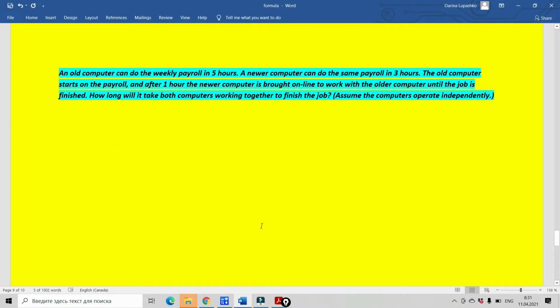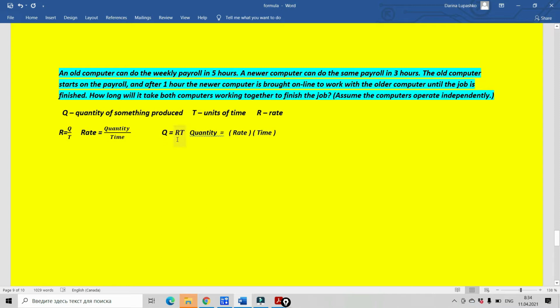Okay, this is a typical quantity rate time problem, and there are formulas we have to use. If Q is a quantity of something produced, in our case the weekly payroll, T is units of time, and R is rate, then R equals Q divided by T: rate equals quantity divided by time. Which is the same as Q equals RT, quantity equals rate multiplied by time, and the same as T equals Q divided by R: time is quantity divided by rate.